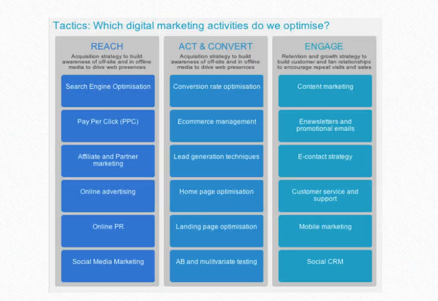So the basic tactics for how digital marketing activities can be optimized are in three categories. One is the reach, the second is act and convert, and the third one is engage. So when we say reach, it's basically the number of people visiting your blog or your website. That is the reach you have. It could be in the millions or it could be in the thousands.